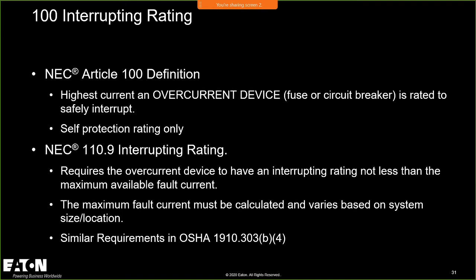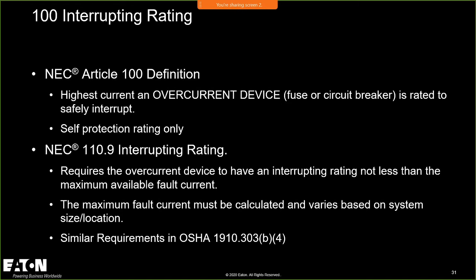Interrupting rating. An interrupting rating is the highest current an overcurrent device is rated to safely interrupt. That is the stopping of the flow of current during a short circuit. Or it could be, it just dawned on me. I was talking to somebody about interrupting rating, and I was corrected. And this is the fun part: when you think you know something. And I've been doing this for a long time, and they said, "Well, Tom, no, you've got to look at the definition of interrupting rating."